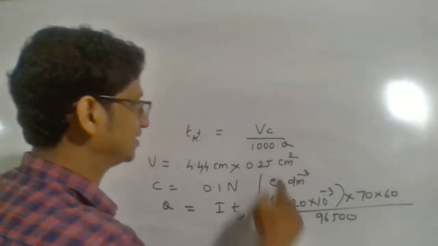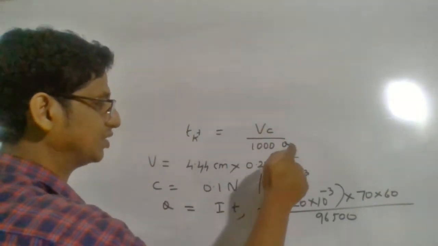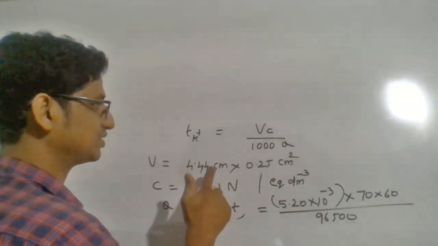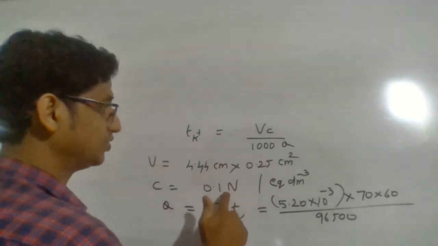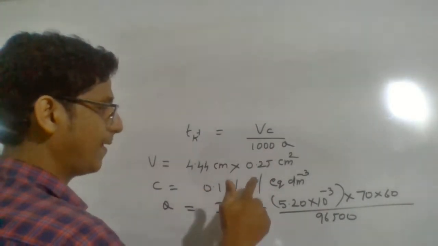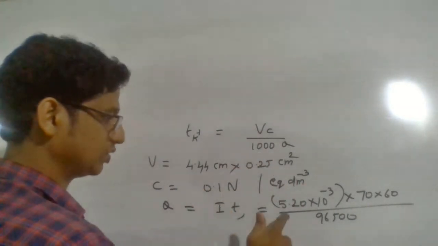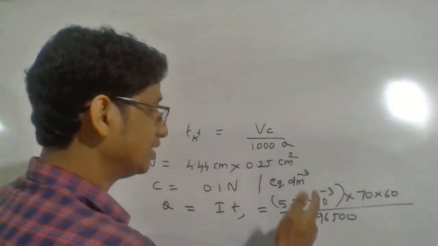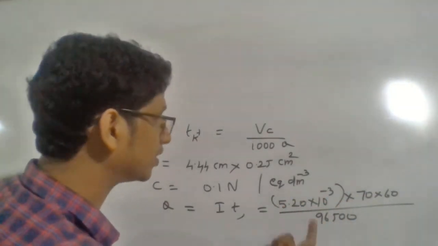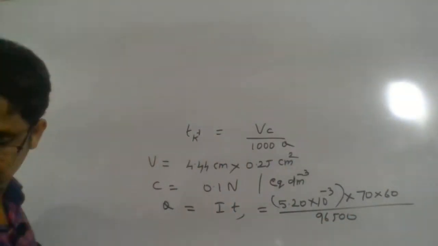Transport number of K plus is equal to V into C divided by 1000 Q. So V into C: 4.44 into 0.25 into 0.1, divided by 1000 into Q, which is 5.20 into 10 raised to minus 3 into 70 into 60. The 96500 will come at the bottom during the calculation.